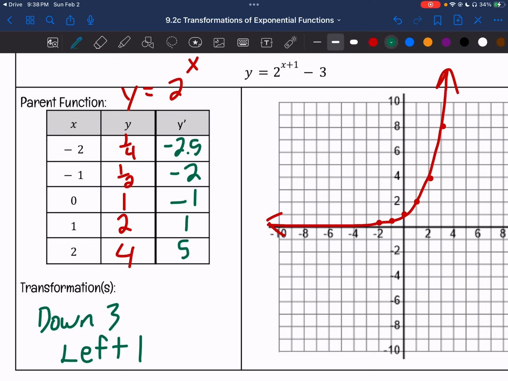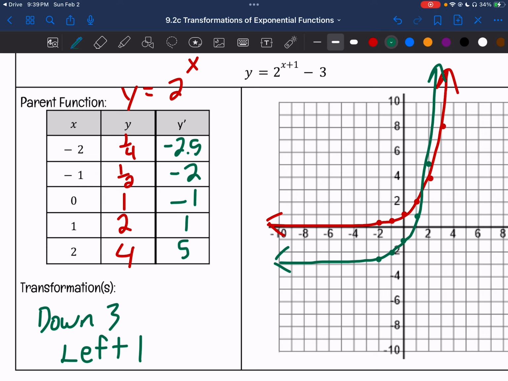Okay, now our second one we have in green here, so we're going to draw that in. So at -2, we're at -2.5. At -1, we're at -2. At 0, we're at -1. At 1, we're at +1. At 2, we're at +5. So now we can graph this. And our graph goes something like that.